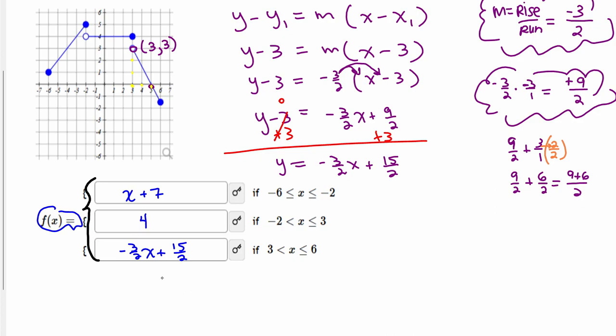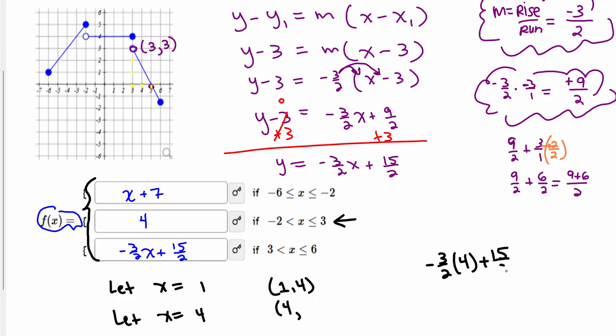So for instance, if I said let x equal 1, then that would fall into this interval. So I would have the ordered pair of 1, 4. But if I let x equal 4, okay, then how would I get my y value? I would use this piece, right? So I would have -3/2 times 4 plus 15/2. This would become -6 plus 15/2, which equals -12/2 plus 15/2. So that would be 3/2.